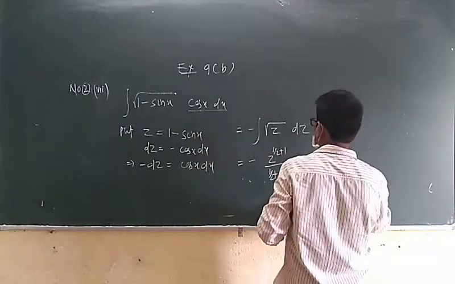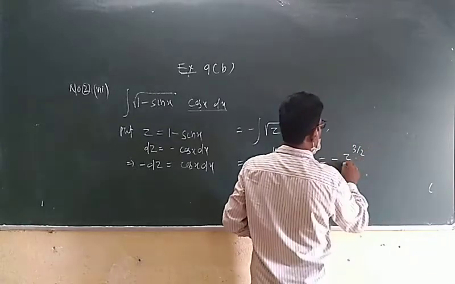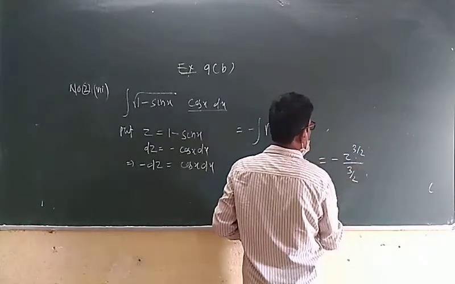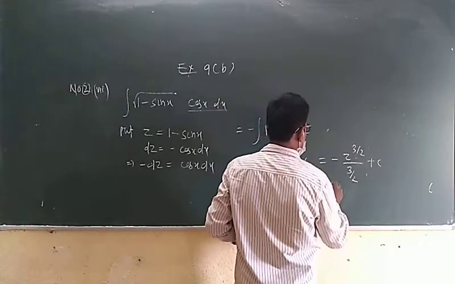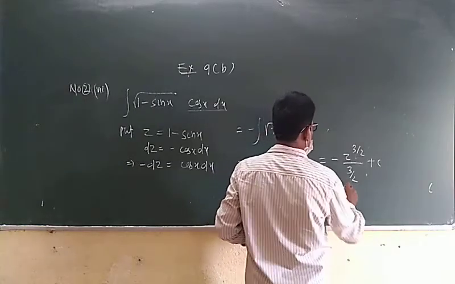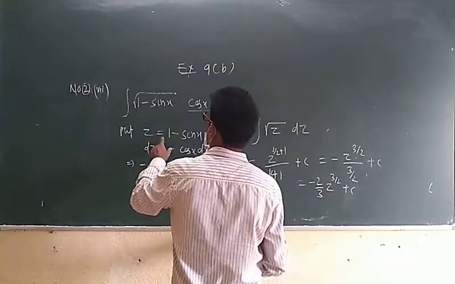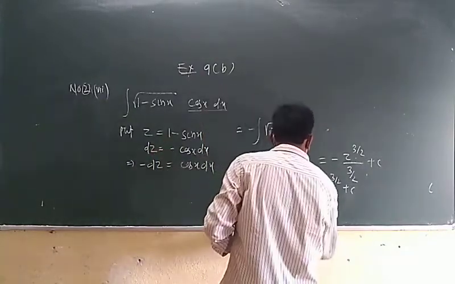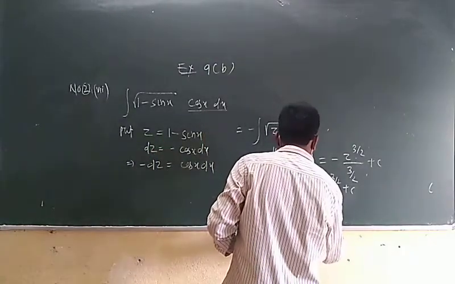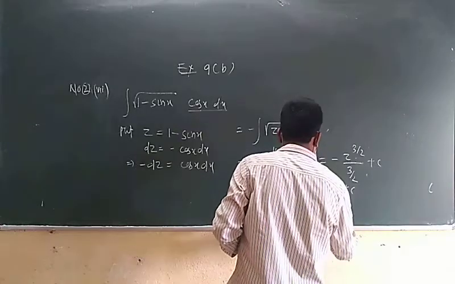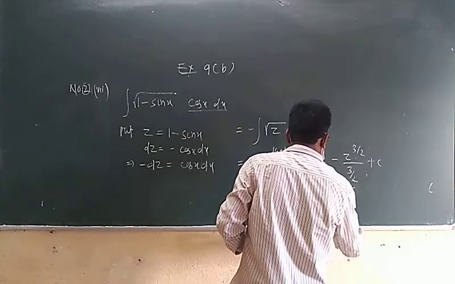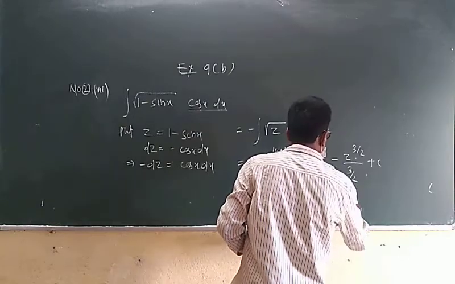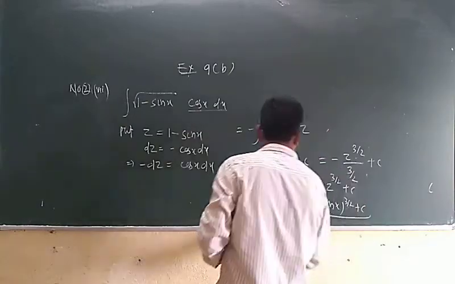That is equal to minus of z to the power 3 by 2 divided by 3 by 2 plus c, that is equal to minus of 2 by 3 z to the power 3 by 2 plus c. Put the value of z. The value of z is equal to 1 minus sin x. That is minus 2 by 3 times 1 minus sin x to the power 3 by 2 plus c. That is your answer.